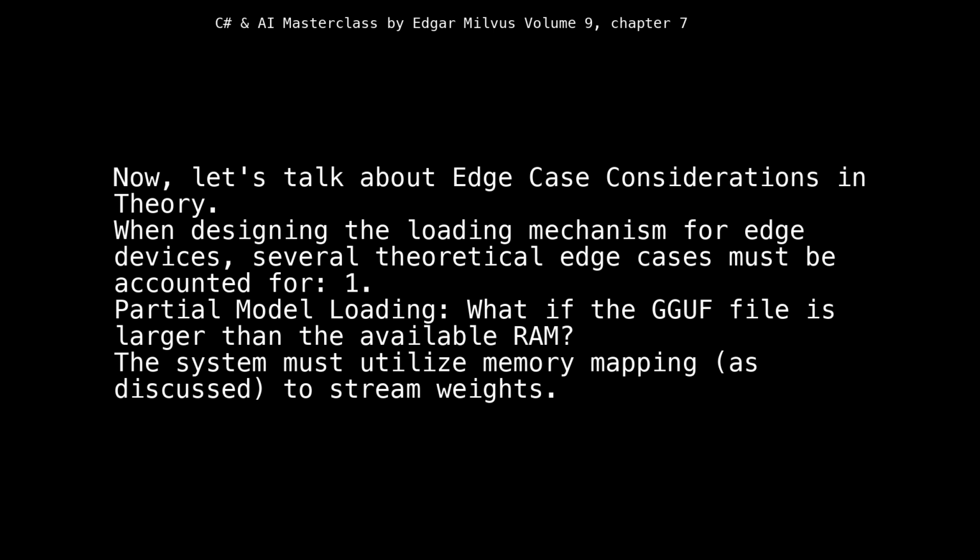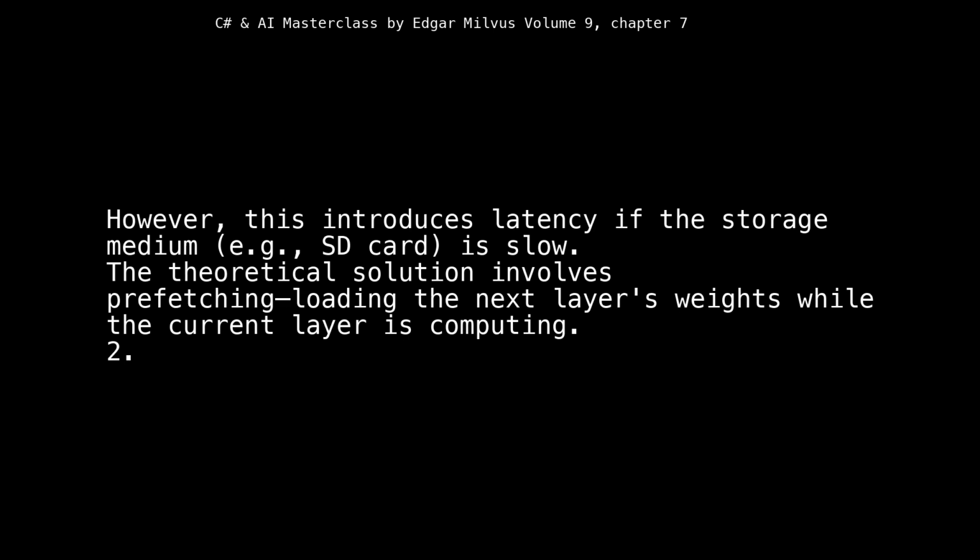Now, let's talk about edge case considerations in theory. When designing the loading mechanism for edge devices, several theoretical edge cases must be accounted for. 1. Partial model loading. What if the GGUF file is larger than the available RAM? The system must utilize memory mapping, as discussed, to stream weights. However, this introduces latency if the storage medium, e.g., SD card, is slow. The theoretical solution involves prefetching, loading the next layer's weights while the current layer is computing.